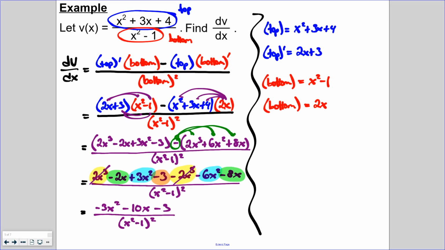Now, when we get to this stage in the game, we should try to factor the numerator. And we are able to factor the numerator to be negative 3 times x plus 1 times x plus 3. And that's all going to be over x squared minus 1 squared. Now, when this is in completely factored form, we can see that there are no common factors in the numerator or the denominator, so that means we are finished.